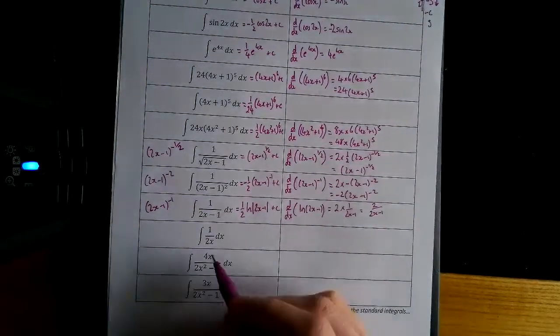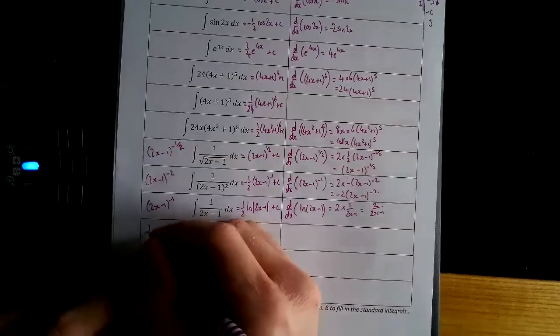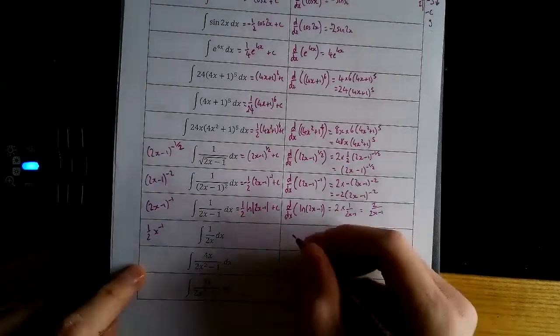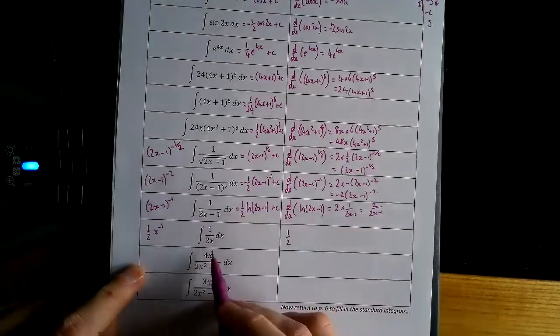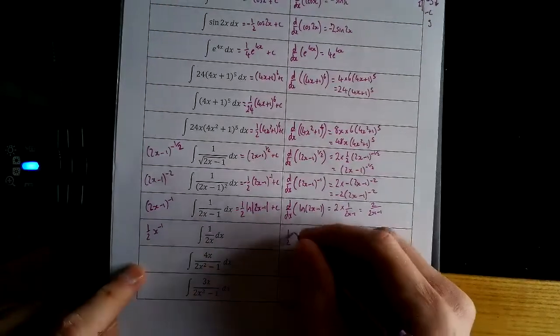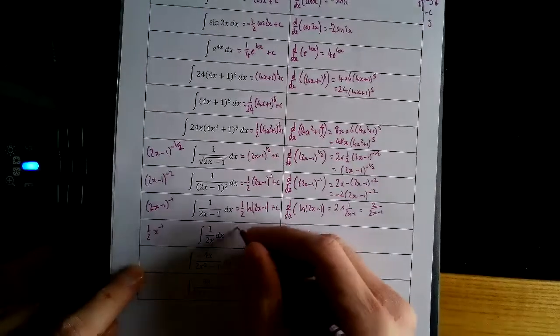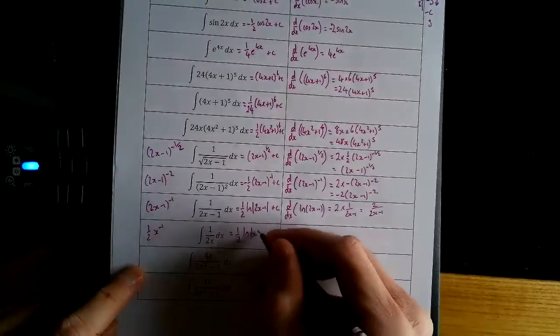1 over 2x, well, that's just a half x to the minus 1. Well, to integrate that, the half stays as it is, and then x to the minus 1 just goes to ln x plus c. So it's a half ln x plus c.